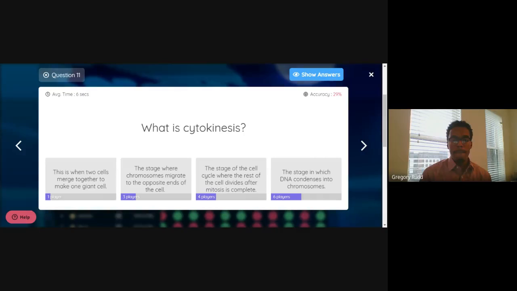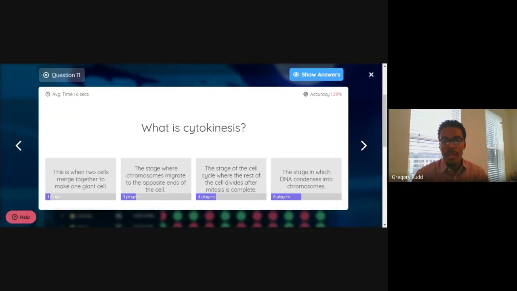The third one. Yes. So cytokinesis is the stage of the cell cycle when the rest of the cell divides after mitosis is complete. I don't necessarily like how that is worded, except for the part that says after mitosis is complete. So mitosis ends with telophase, and then cytokinesis comes right after that. After telophase comes cytokinesis. That was the clue that that's the right answer.